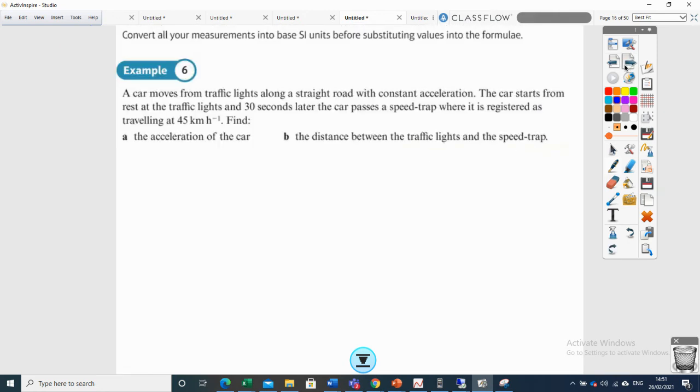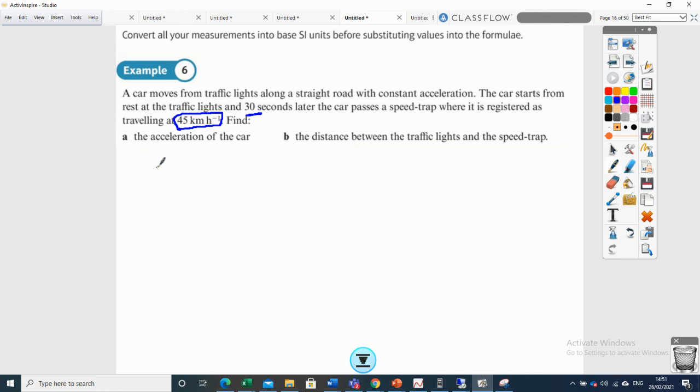Okay, next. Number 6, convert all your measurements into base SI units before substituting these values into the formula. So it's really important you have a look at and read the question carefully. The car starts from rest at the traffic lights. 30 seconds later, the car passes through a speed trap and is registered at 45 kilometers per hour. Okay, so notice we've got seconds here, kilometers per hour here. So we need to change, so we've got seconds in both of them.